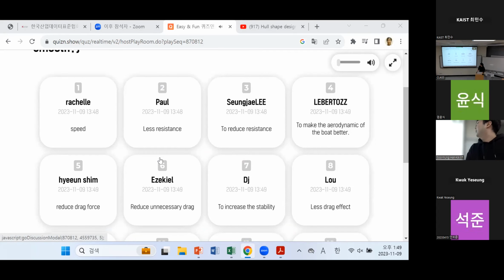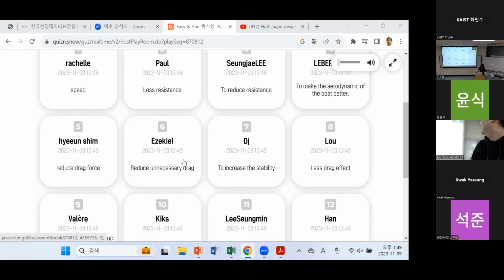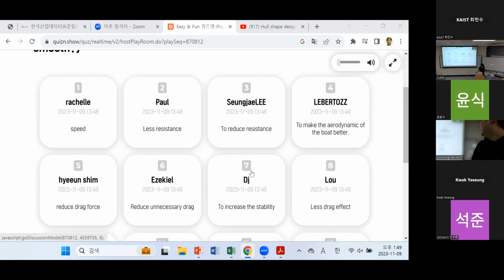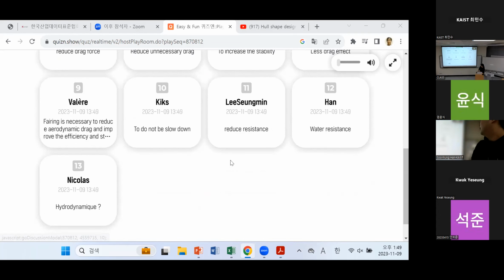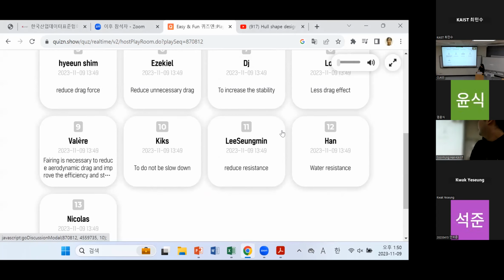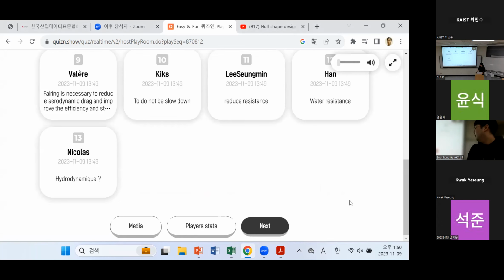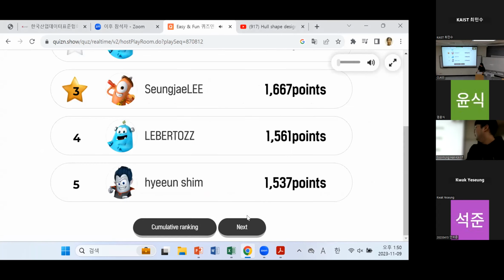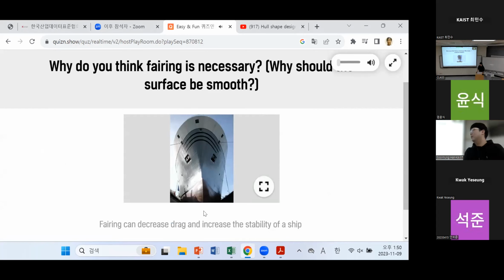Think about it. So when it's smooth, it's related with less resistance. So it benefits the resistance and drag force. And one is about the stability. It's almost similar things: drag, resistance and stability. It's very similar to others. In my opinion, fairing can decrease the drag or resistance and increase the stability of the ship.